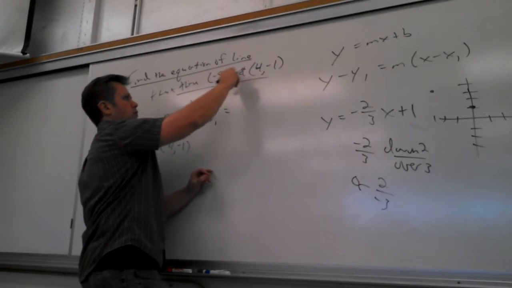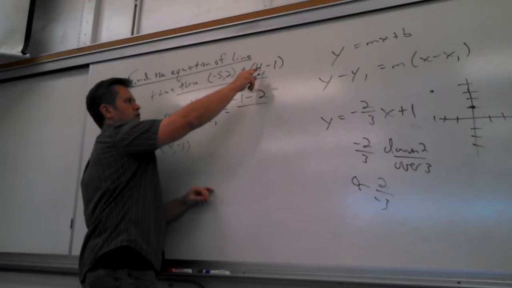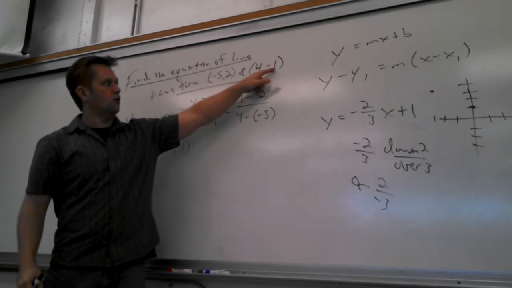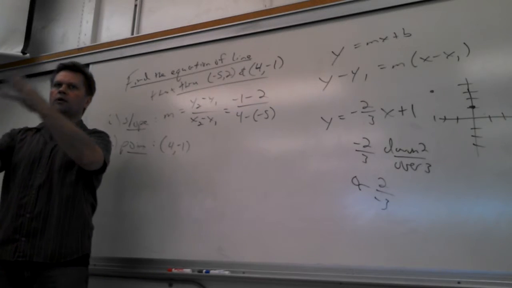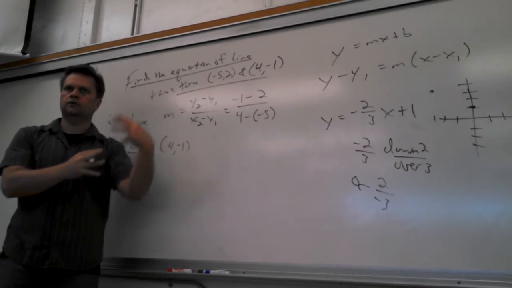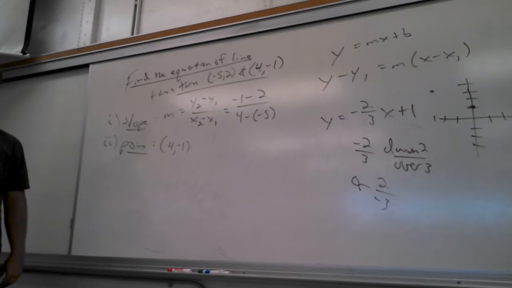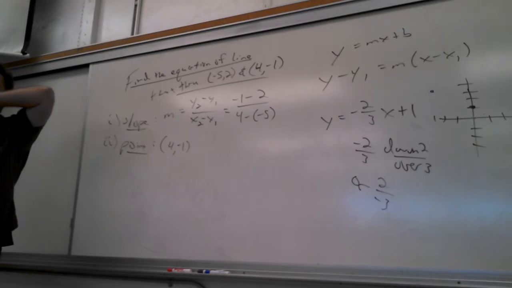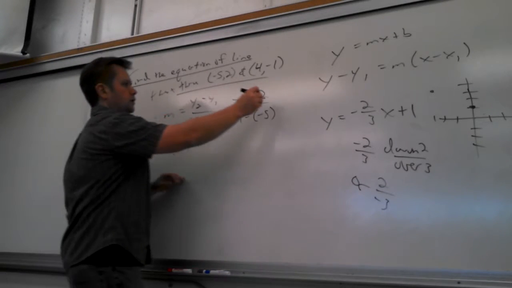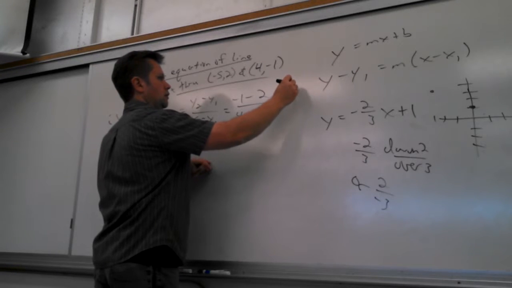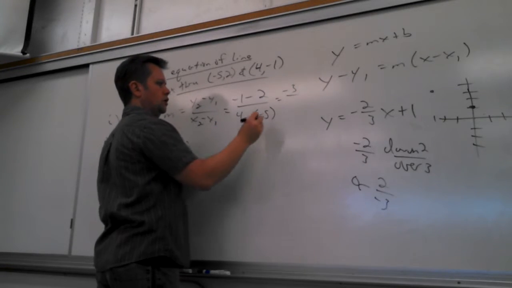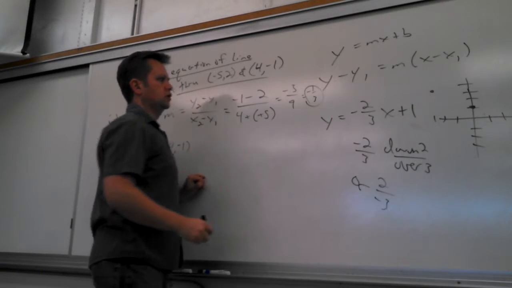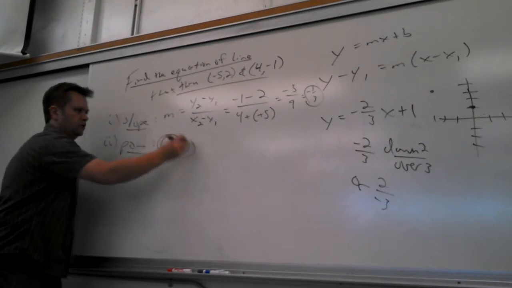So I can do negative 1 minus 2 over 4 minus negative 5. The big mistake I see is people do the y and the x and then mix. No, it's got to be y minus y and then the same way x minus x. For the point, I don't care which one you use. So what do you get for the slope here? Negative 3 over 9. So slope is negative 1/3, and the point is 4, negative 1.